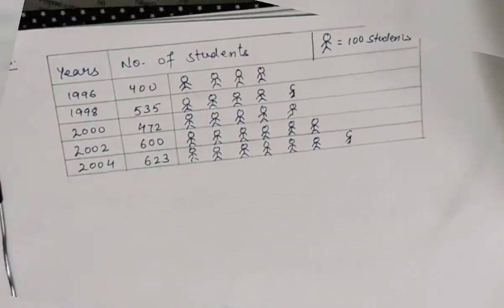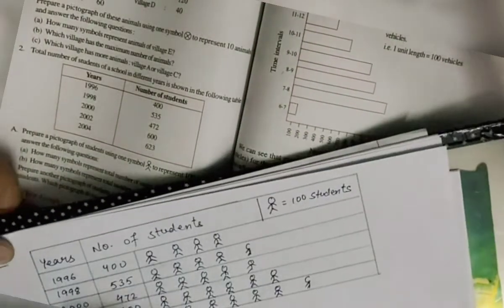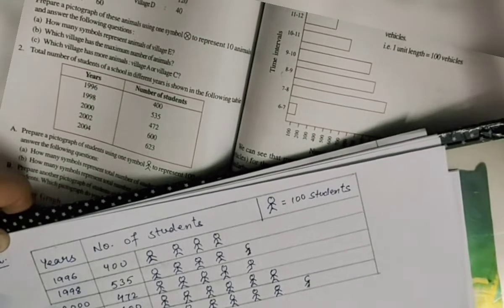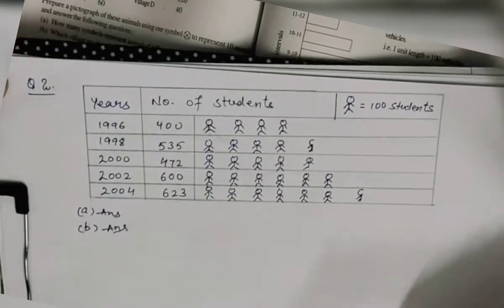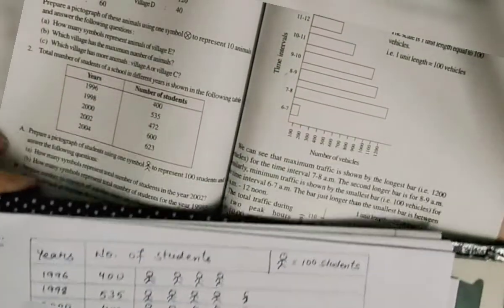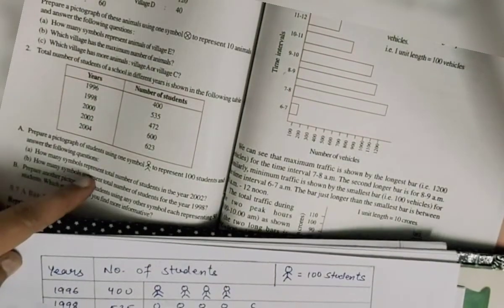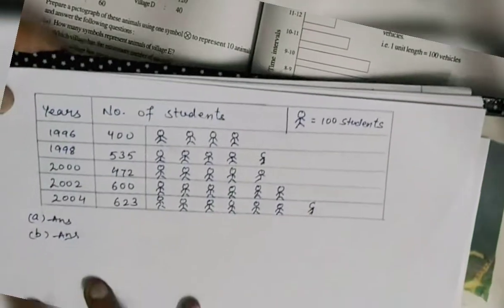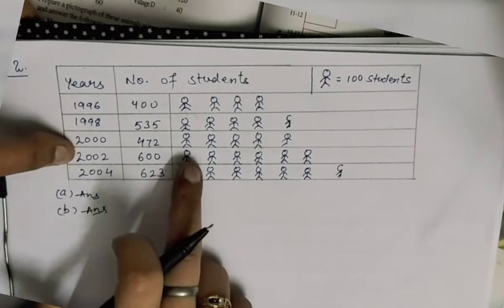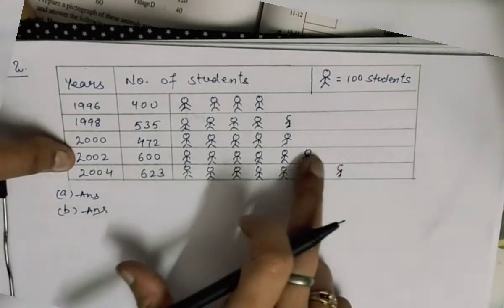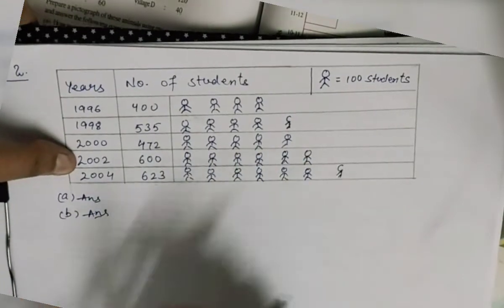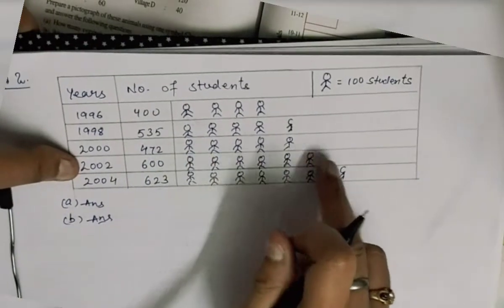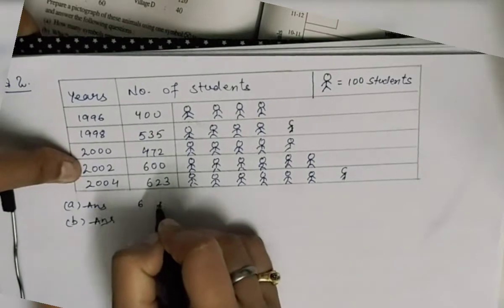Now it is time to answer the questions which are being asked under it. There are 2 parts, A and B. So we're going to answer these parts. The first part is, how many symbols represent the total number of students in year 2002? In year 2002, how many symbols represent the total number of students? It is complete: 1 2 3 4 5 6. So we can answer 6 symbols.